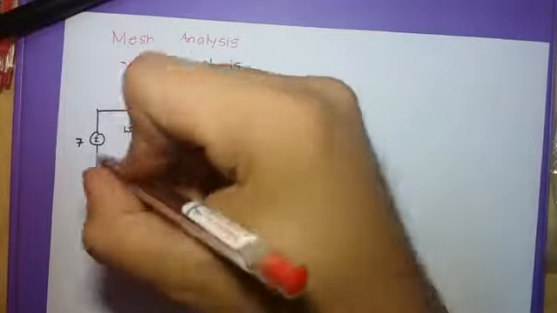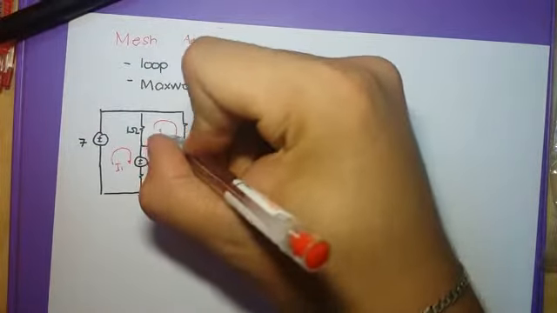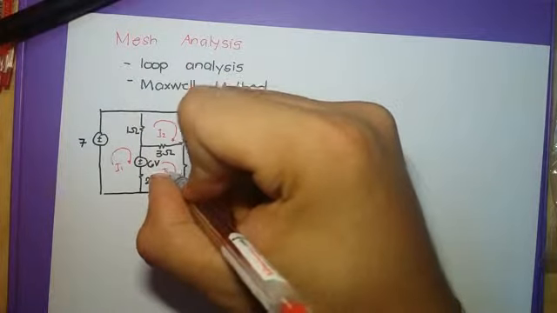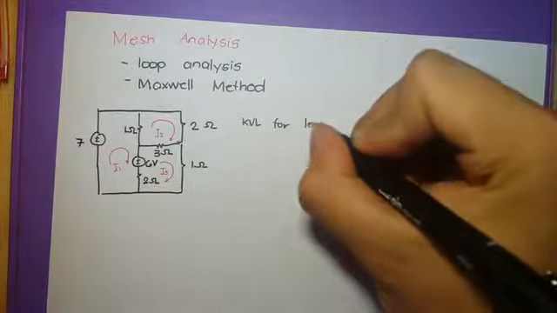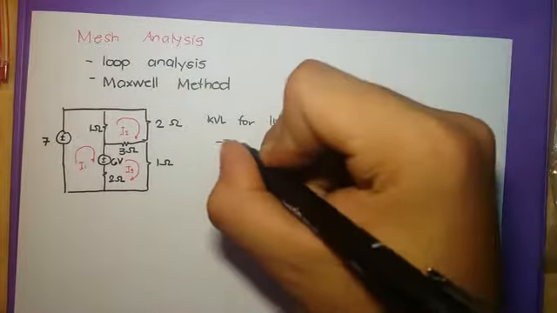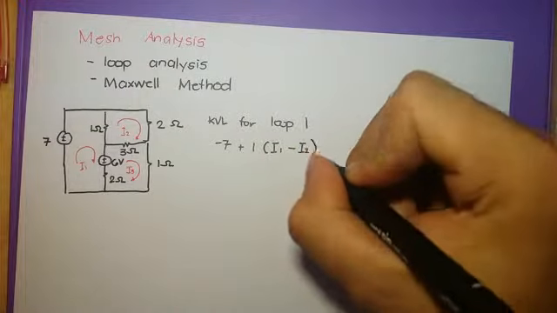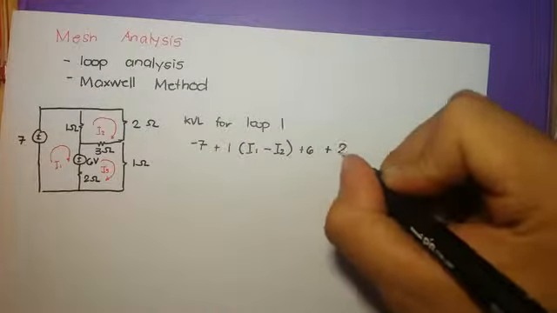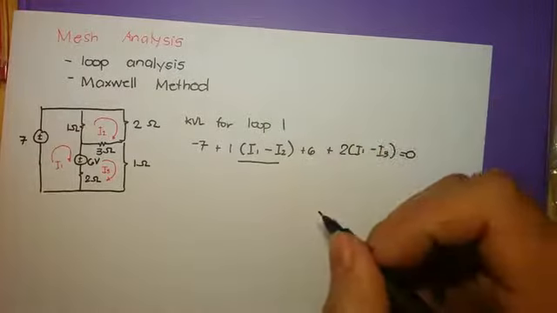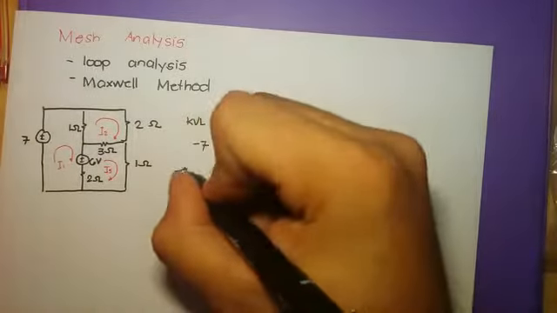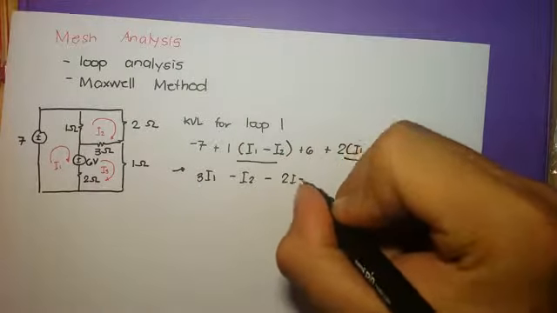I will assume a circulating current I1, circulating current I2, and circulating current I3. So I will take KVL at loop 1. So negative 7 plus 1 quantity I1 minus I2 plus 6 plus 2 quantity I1 minus I3. The simplified form is 3I1 minus I2 minus 2I3 equals 1.